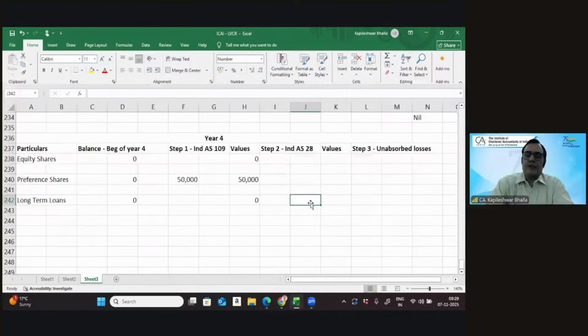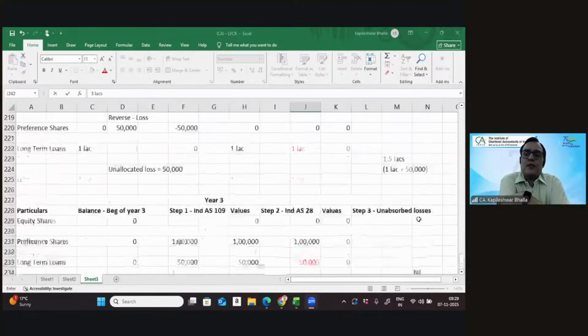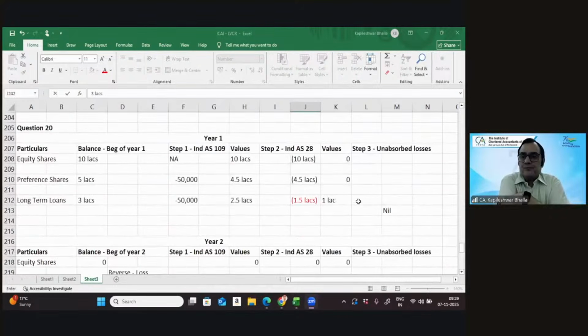So to the preference shares, you have allocated a total loss of 3 lakhs till date for all the years put together. Correct. So 3 lakh gets reversed on the long-term loans. Now let's go to the preference share.